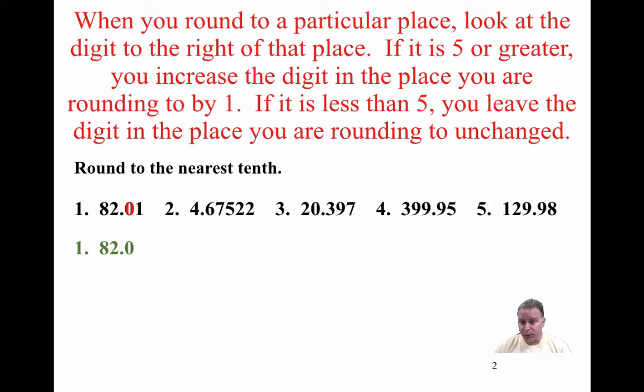And you would want to put the 0.0 since you're rounding to the tenths and you want to show that you did that. So for number 2, again, we're rounding to the tenths place, which is right after the decimal point. So which digit would that be? That would be the 6. You look to the right of the 6, and in this case, that's a 7. 7 is greater than 5, so we add 1 to the 6, and we'll get 4.7.